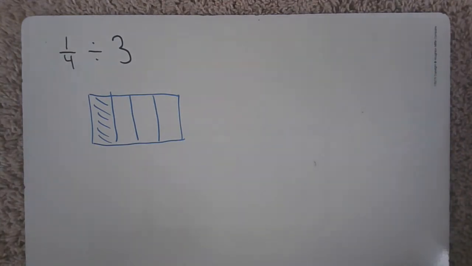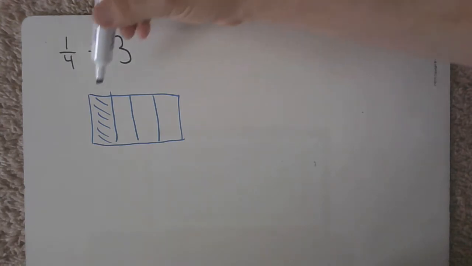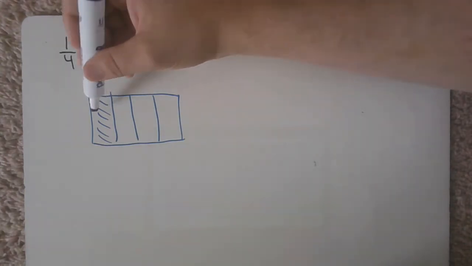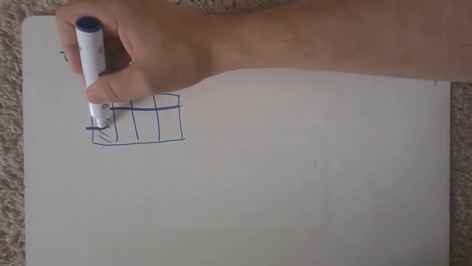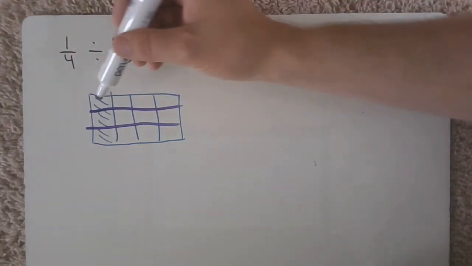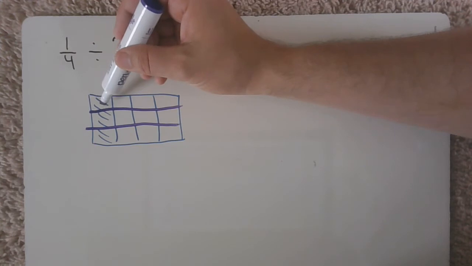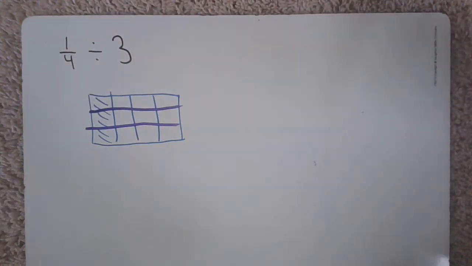So when we take a look, 1/4 divided by 3. So I have my 1/4. I want to break it into 3 equal sized pieces. So I always break all the way across on the shape like that. So here was my 1/4. I've broken it into 1, 2, 3 equal sized pieces.